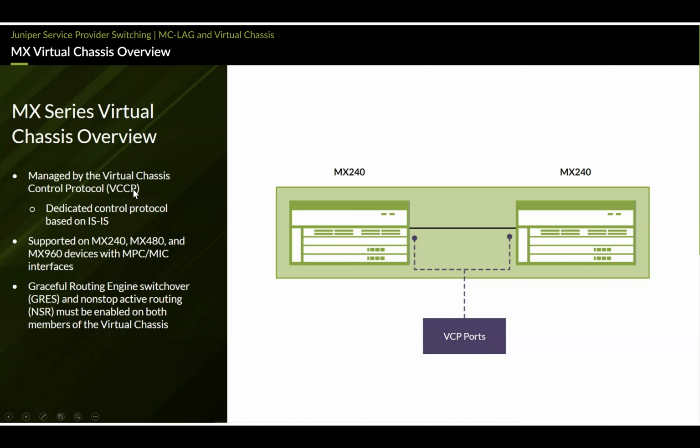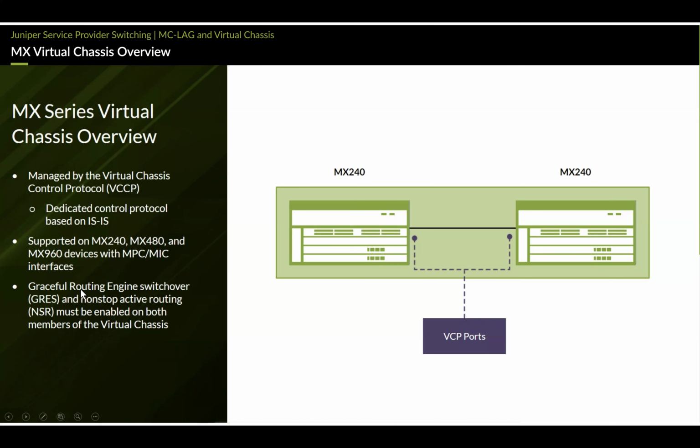That is VCCP, the virtual chassis control protocol, a dedicated control protocol based on IS-IS. That is the dependency. You need to introduce IS-IS. It is supported on MX240, MX480, and MX960 devices with MPC and MIC interfaces. That is the dependency. You can't deploy just any devices; it should be the MX, this model, and this interface card, the MPC card.